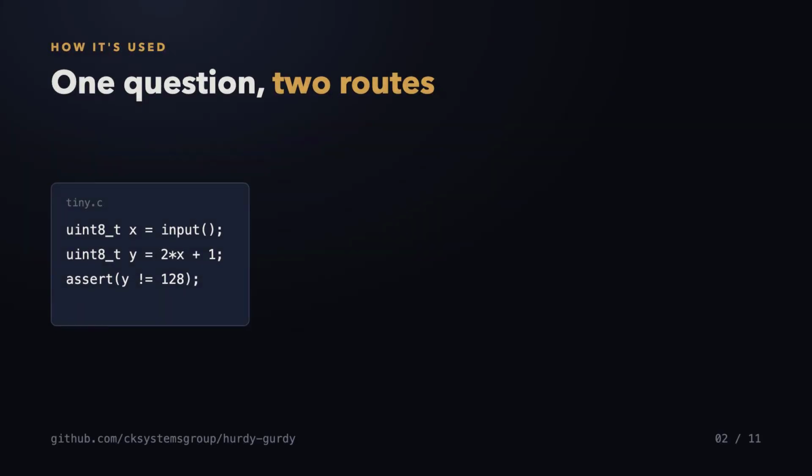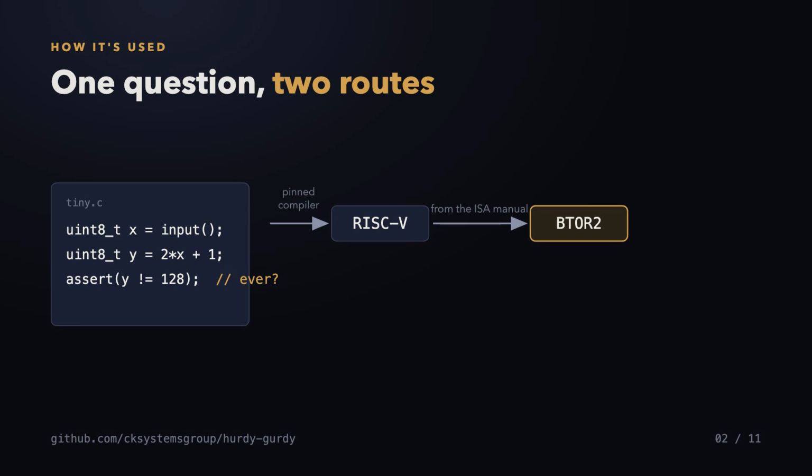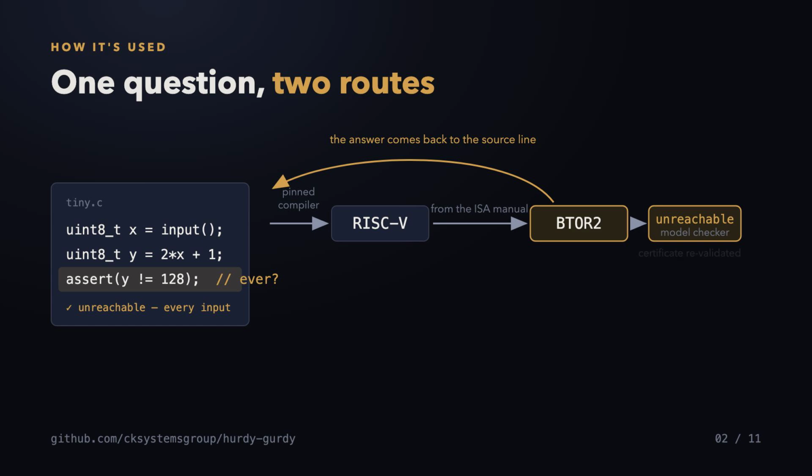This tiny C program reads a byte, doubles it, adds one, and asserts the result is never 128. Can the assertion ever fail? Hurdy-gurdy answers by moving the question. A pinned C compiler translates the program to RISC-V machine code. Then a translator written from the instruction set manual turns that code into Beta 2, a bit-level transition system where a model checker decides the question outright: unreachable on every input. The answer is carried back to the C source line, where the certificate and an independent checker revalidate it.